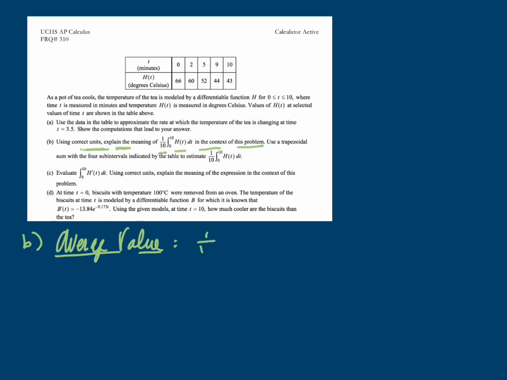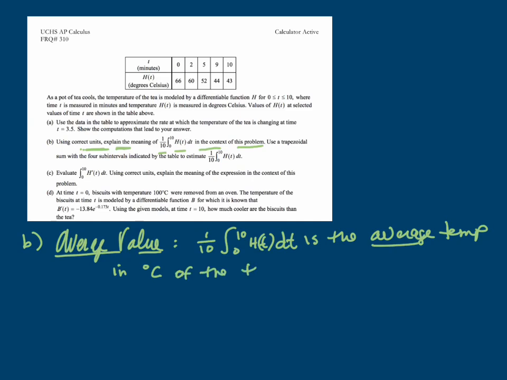So you would say 1 over 10 of the integral of 0 to 10 of h of t dt is equal to, or just say is since you're using it, is the average temperature, and now it wants units, so say in degrees Celsius for time t between 0 and 10 minutes. There, you've used your units.